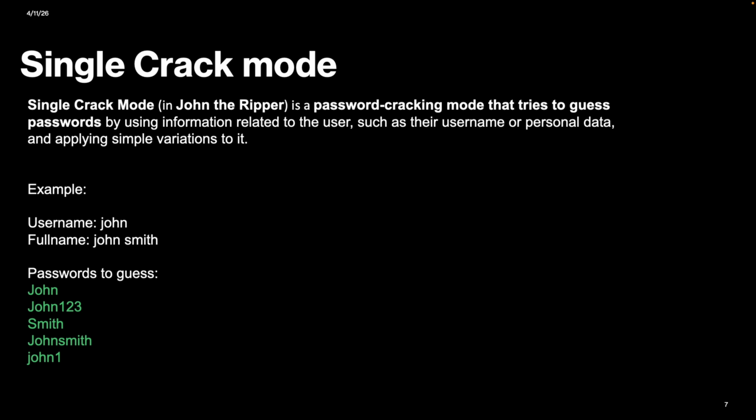For example, let's say we have some information about the hashes. We know this hash is related to a user like John, where the username is John and the full name is John Smith. What John the Ripper does is manipulate and play with the characters: capitalize the string, turn it to uppercase, turn it to lowercase, add some numbers at the beginning, add some numbers at the end of the string, reverse the string, and so on. It tries to manipulate the string somehow and replace characters. So let me show you how it works.